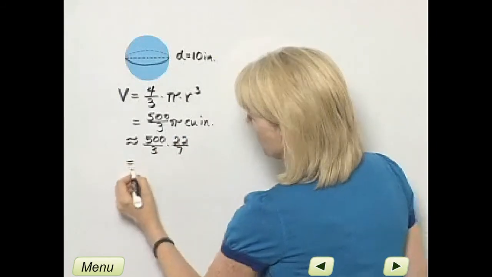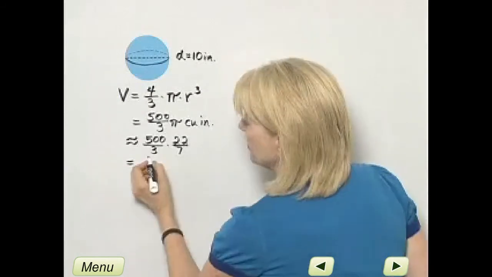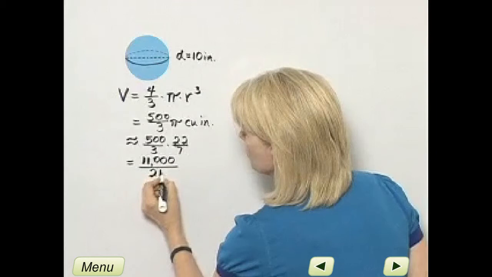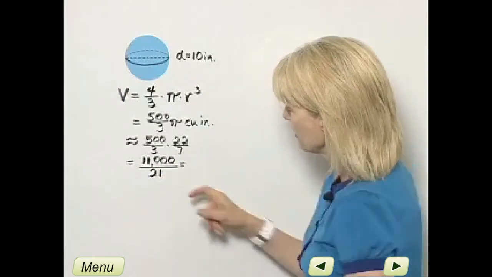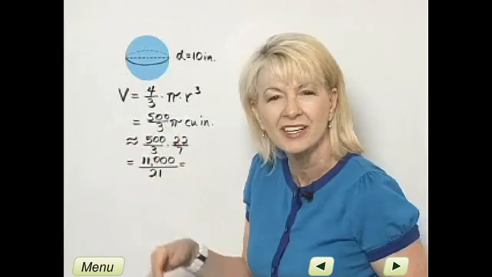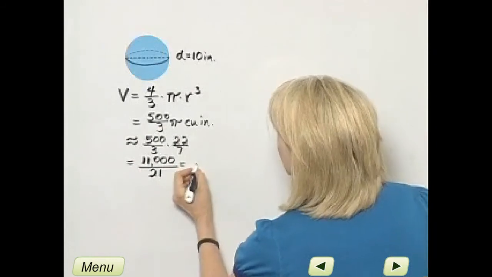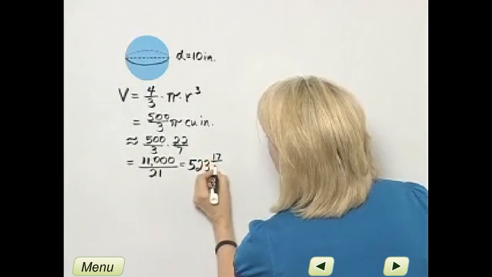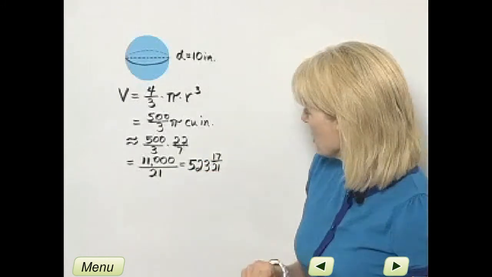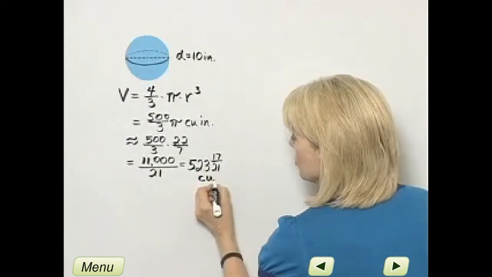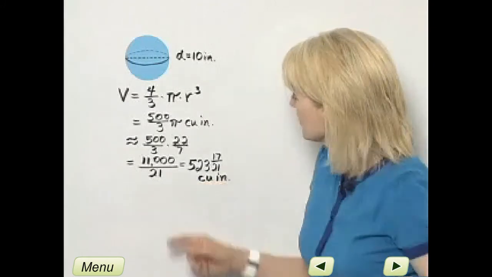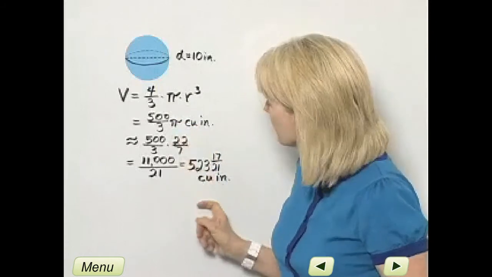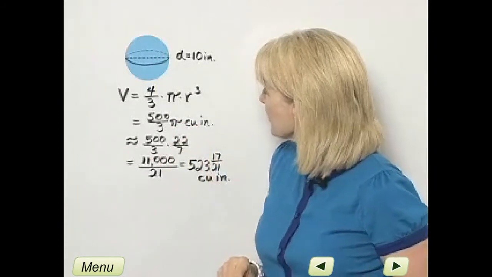And then this equals 500 times 22, that is 11,000, over 3 times 7, 21. And if we write that as a mixed number, I'll let you do the arithmetic. Divide 21 into 11,000, and you'll have that it's 523 and 17/21. That's my fraction part of my mixed number, and that is cubic inches. So exact volume, approximate volume. Make sure you know the difference. And this is when I approximated right there.